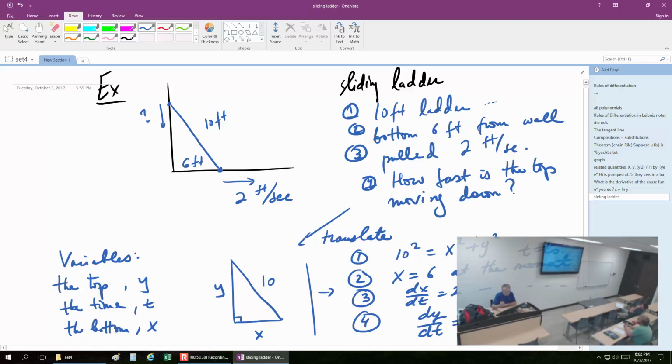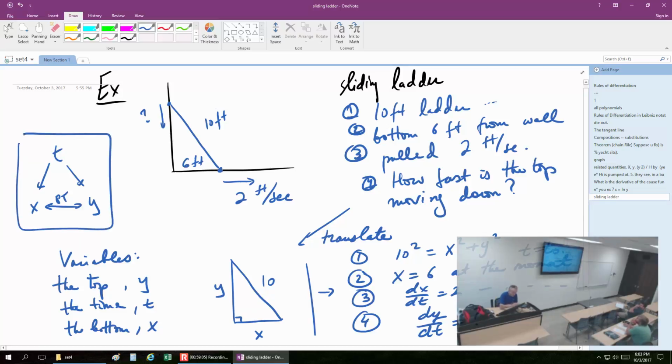So once again, remember the relation is t, and then x and y depend on t, and then they are related to each other as well according to that exact formula. So the Pythagorean theorem is what establishes the relation between x and y. In the meantime, x and y as quantities depend on time. Okay, so this is a diagram that captures the essence of related rates.